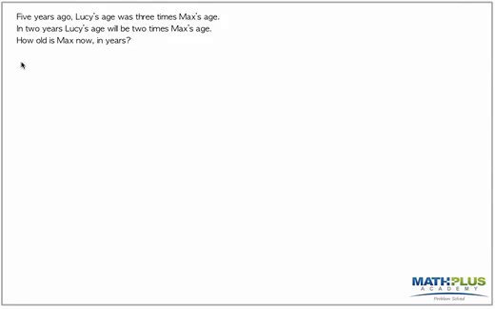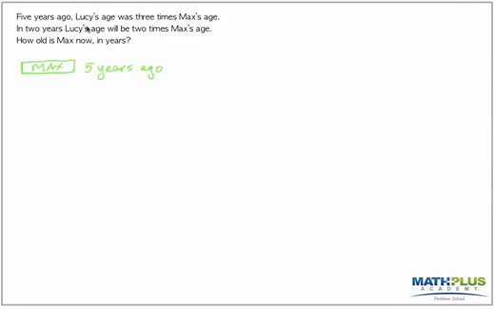And I'm just going to draw a bar to represent Max's age 5 years ago. So this is Max 5 years ago. And we just imagine the length of that bar to represent Max's age. The longer it gets, the older he is. The shorter it gets, the younger he is.